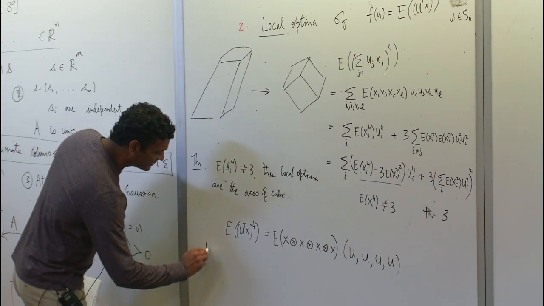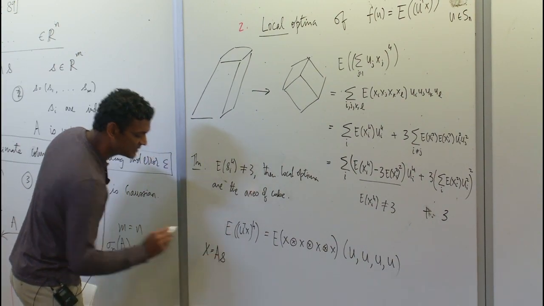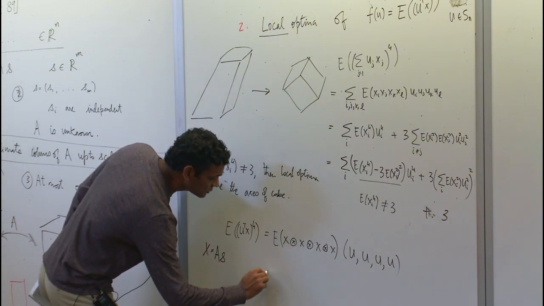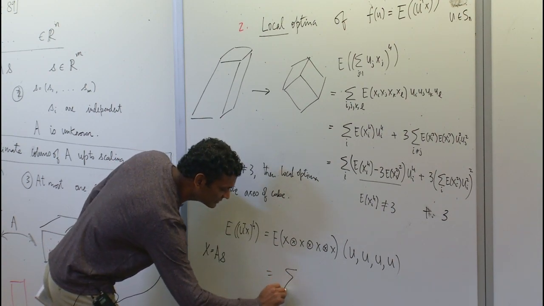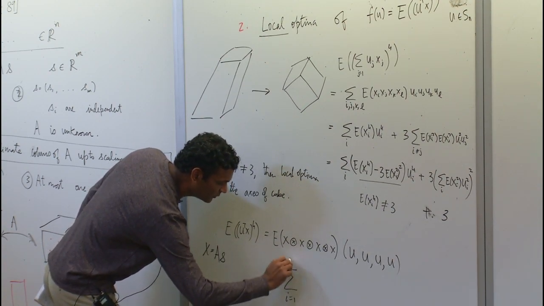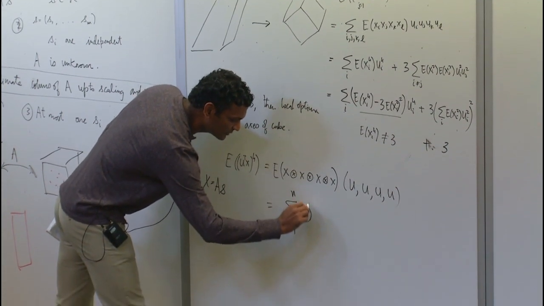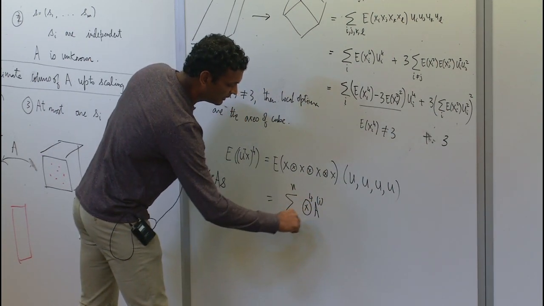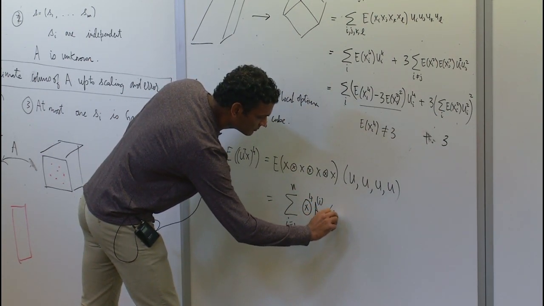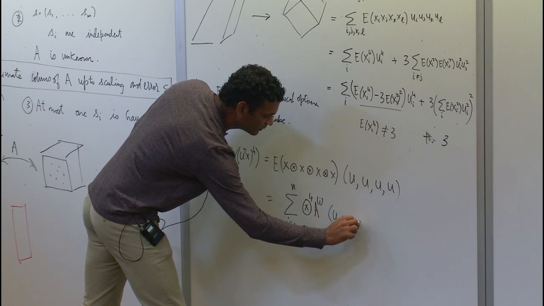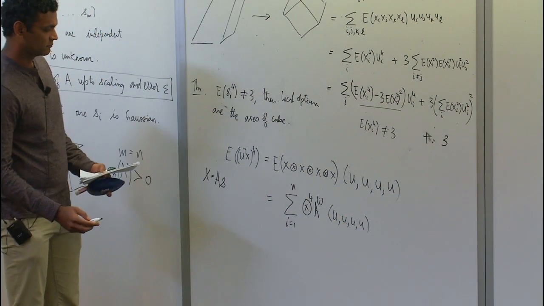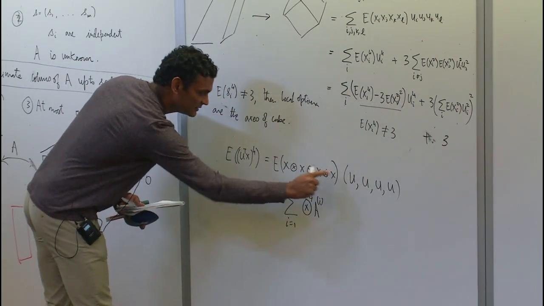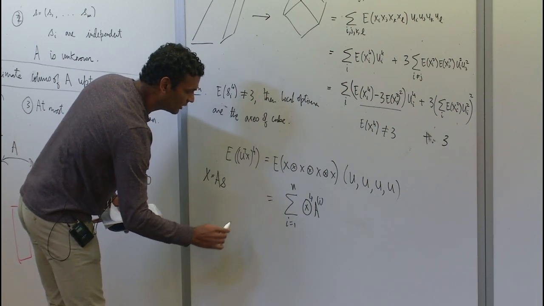And the point is that when x equals A times s, and we know already that s is isotropic, you get here that this is the same as the sum over i going from 1 to n of the fourth order outer product of each column vector applied to u, u, u. And now let's forget about the u part. Let's just look at the tensor, which is this expectation, and that's what we would like to write down.